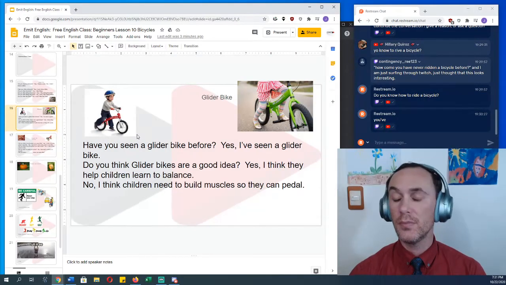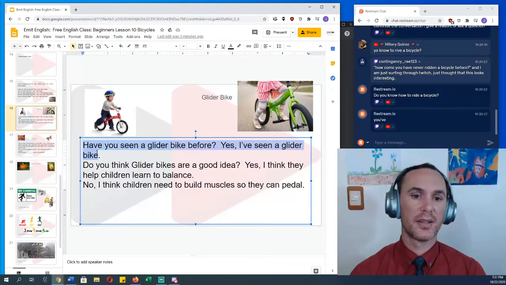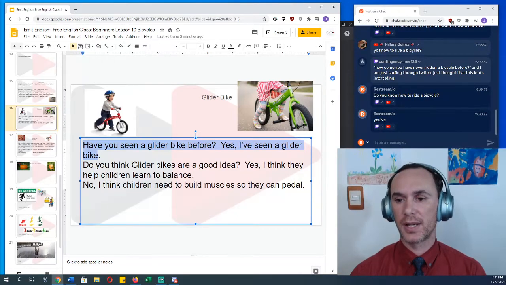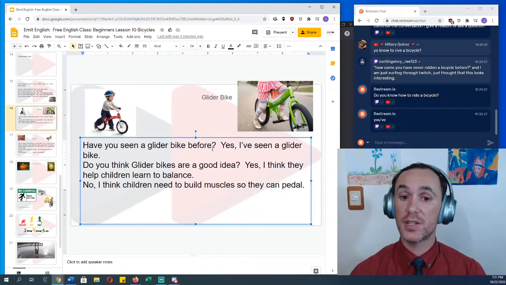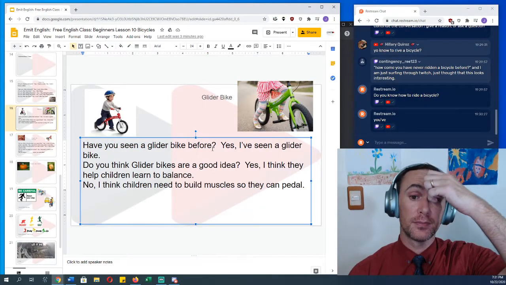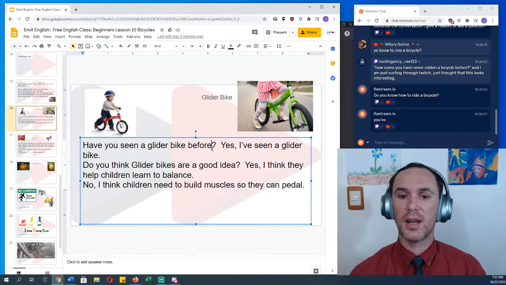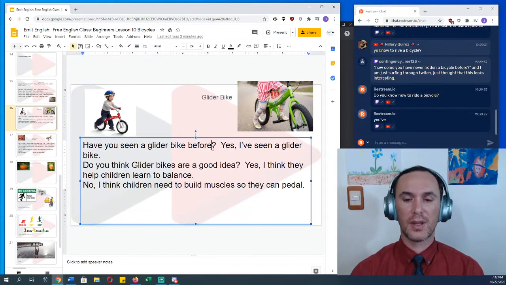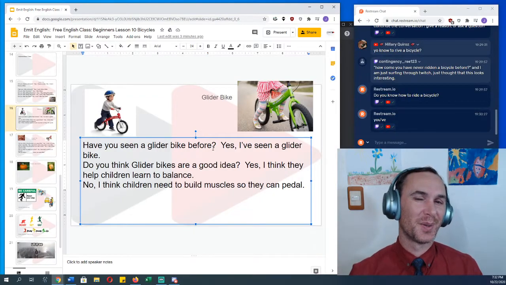So, not everywhere in the world has them. I live in Costa Rica, and there are some glider bikes, but not a lot. They're pretty rare to find. So, have you ever seen a glider bike before? You guys answer. Have you ever seen a glider bike before? Try to answer the question and continue the conversation.